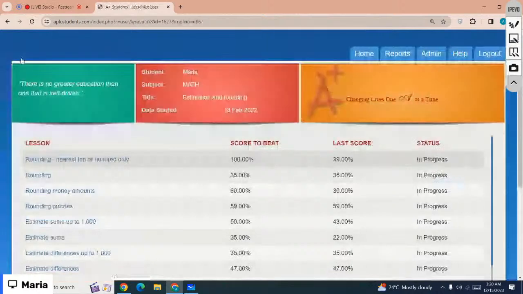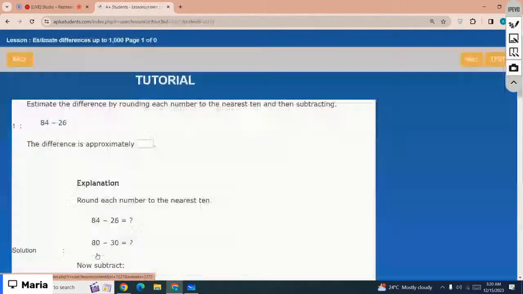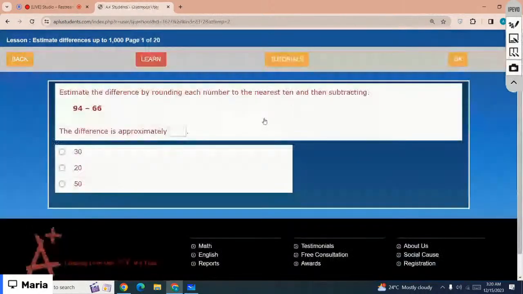The next one is estimate differences up to 1000. So estimate differences is exactly the same. You need to round off the numbers. You know how to round off. And then after rounding, you need to subtract them, right? Let's just start with the exam test questions. Estimate the difference by rounding each number to the nearest 10 and then subtract. First round them off and then estimate. So which is the correct option?